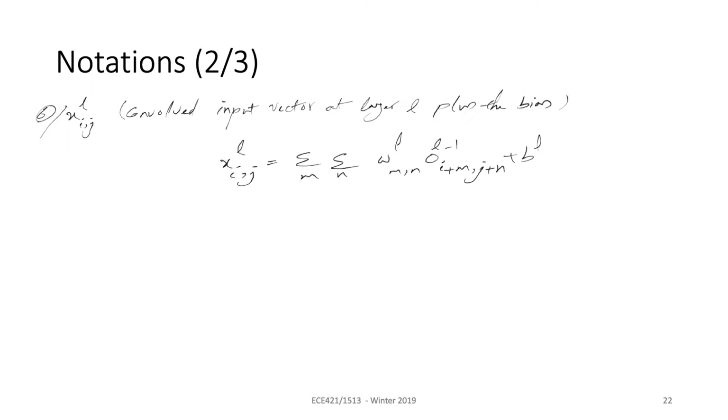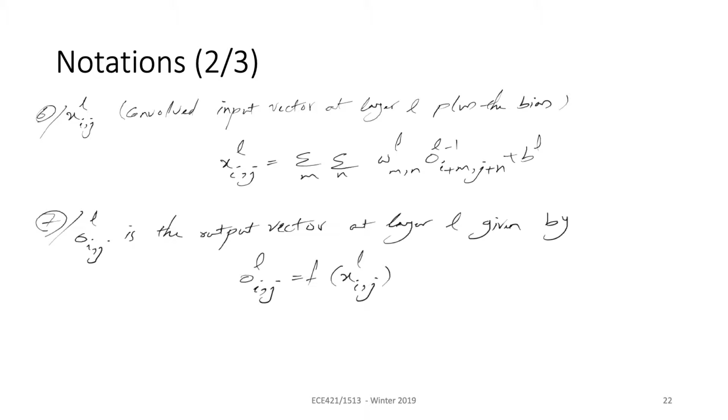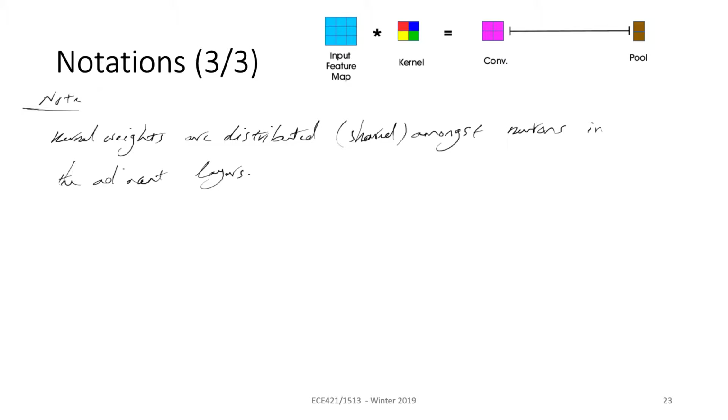So X L I and J is going to be the convolved input vector. So two summations, and your weight plus the biases, and the output is going to be represented by O L, I and J, the output vector, which is going to be the nonlinear function of this. It involves a nonlinear activation, such as ReLU, hyperbolic tangent, or other nonlinear function, right? And we define f function as one of those. So these are just all the things that you already know from the neural network. So I just left them here for your reference. All right.